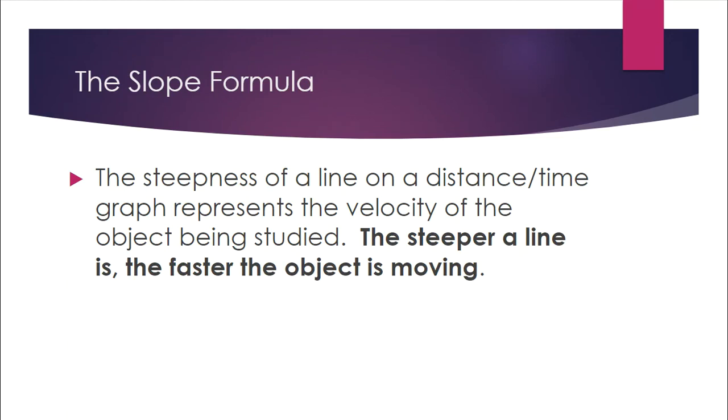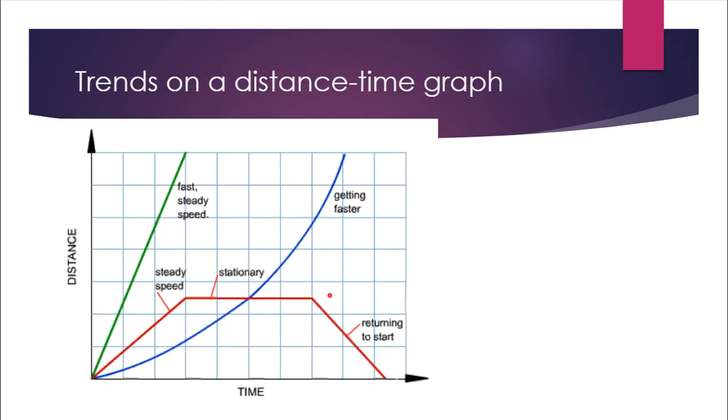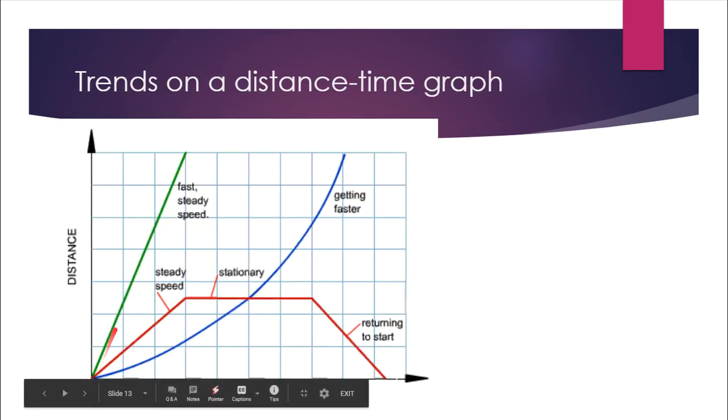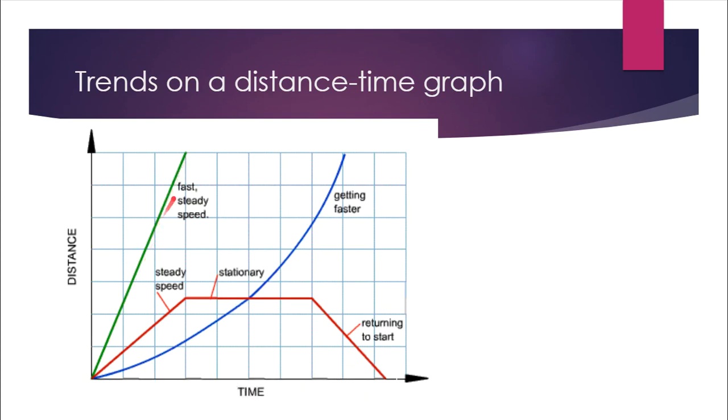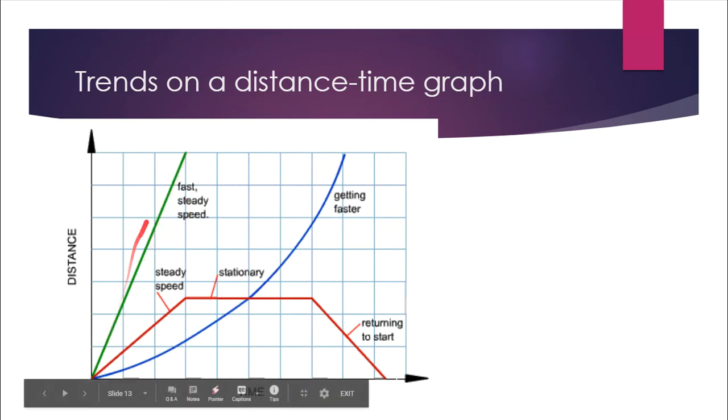So slope is the steepness of a line on a distance time graph and represents the velocity of an object being studied. The steeper the line is, the faster the object is moving. So we can see this is a very steep line right here. It's fast and a steady speed. It's a constant speed, right? The red one, you have a steady speed.